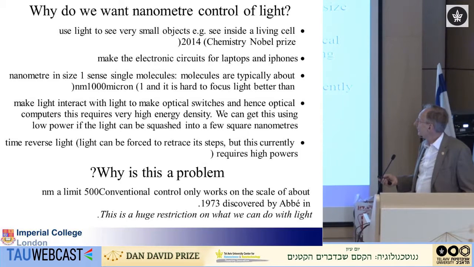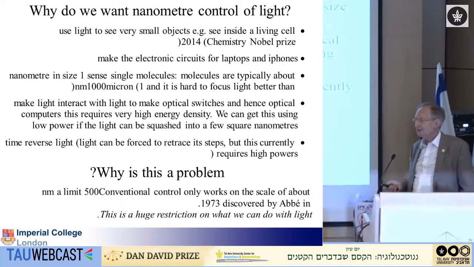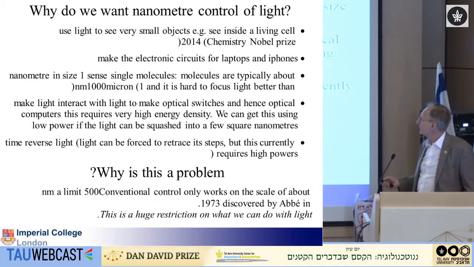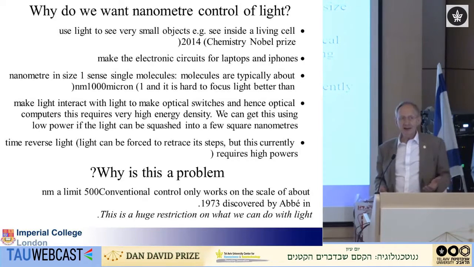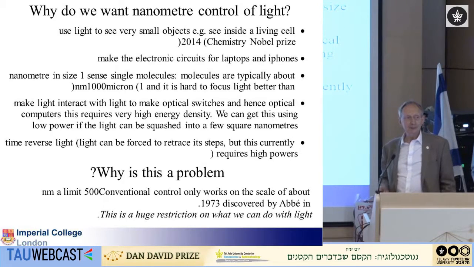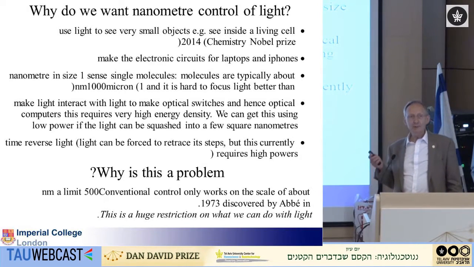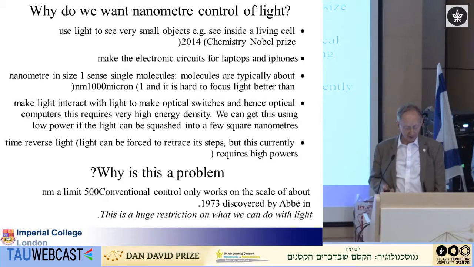We conventionally make electronic circuits for laptops and iPhones using light to make those circuits, and so to some extent we're already controlling it on the nanoscale. Might want to sense single molecules. Problem here is that a photon is about a micron across and a molecule is about a nanometer across, it's a conversation between a mouse and an elephant. And if you could bring the photon to crush it down to the same size as a molecule, then the probability of the photon interacting with that molecule will be much, much greater.